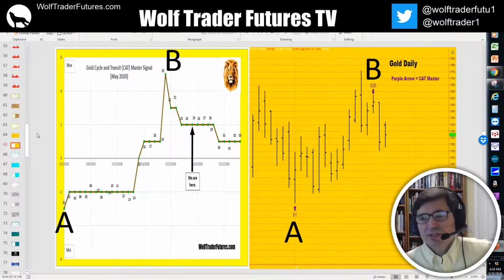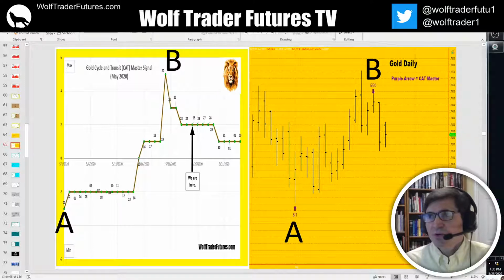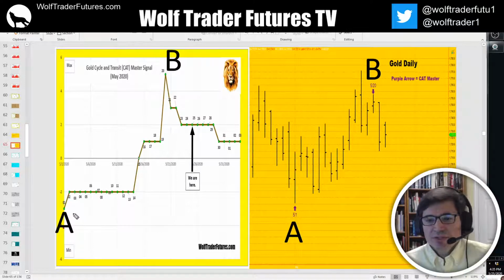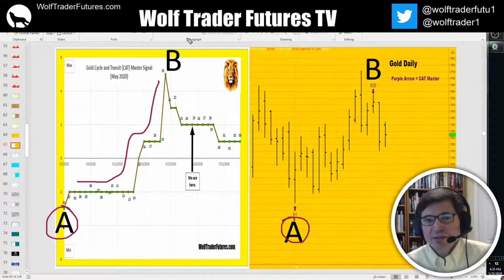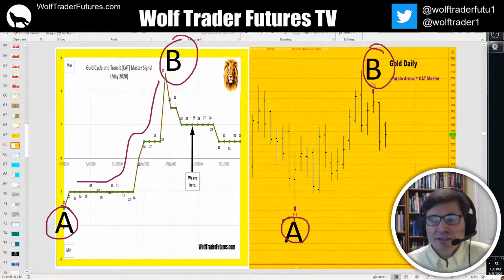So these are the two side by side again, so you can see them. Here's gold. So here's A. This is May the 1st, and then it went up until the 20th here. And here it is here. Okay, so more of these than not looked pretty good.